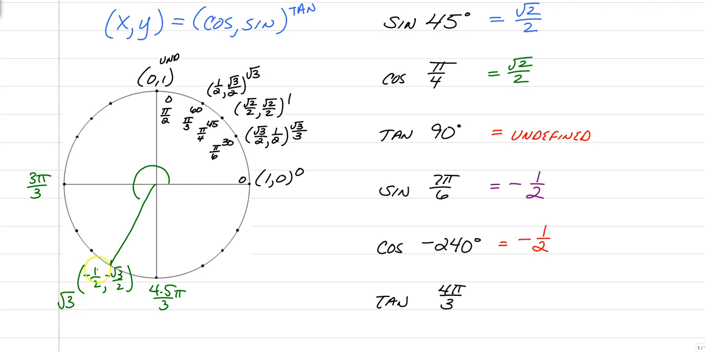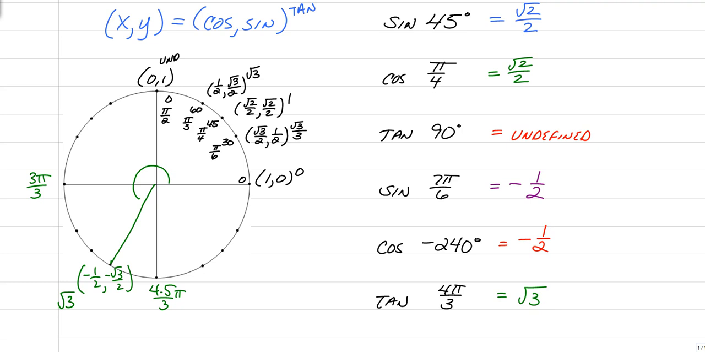Because remember, tangent is positive down here because sine is negative, cosine is negative, and tangent is sine divided by cosine. So a negative divided by a negative is a positive. So the tangent of 4 pi over 3 is the square root of 3.